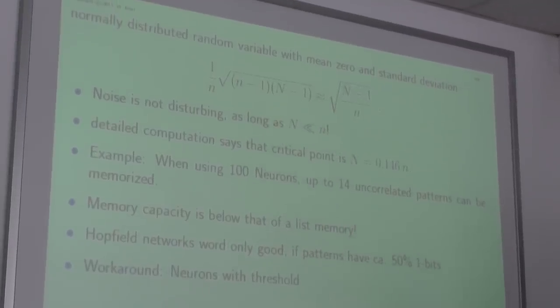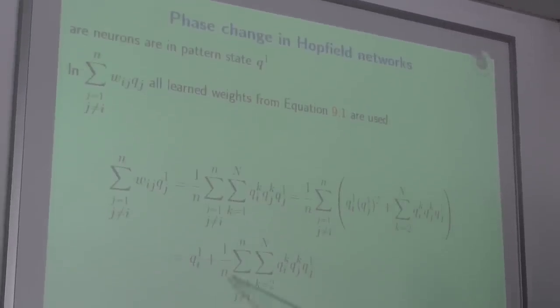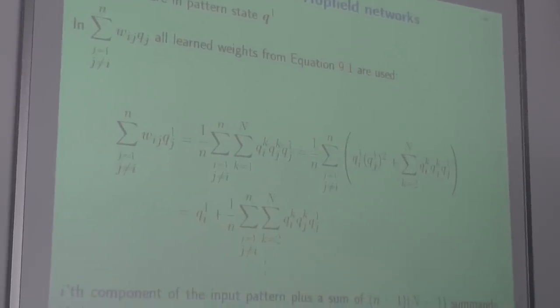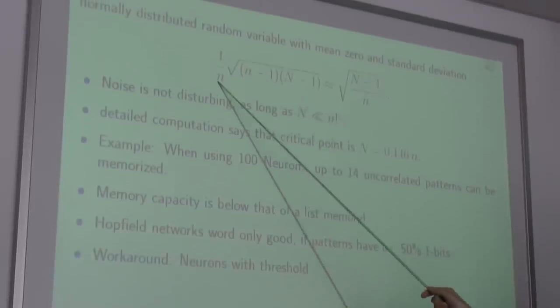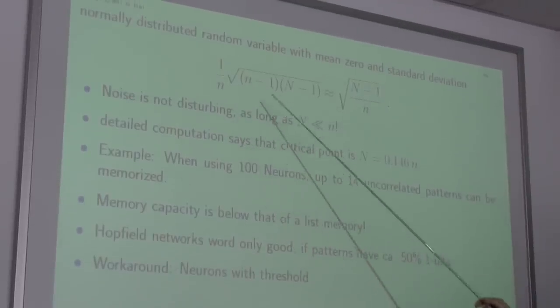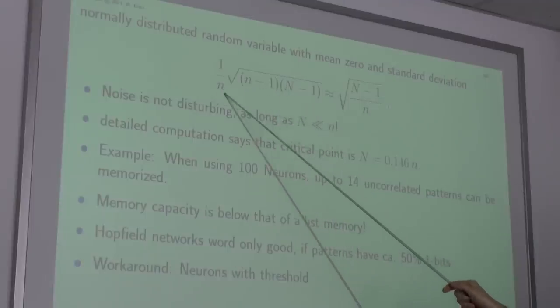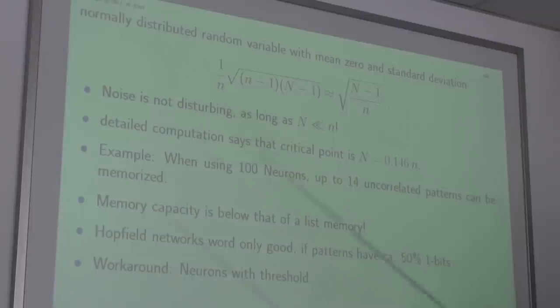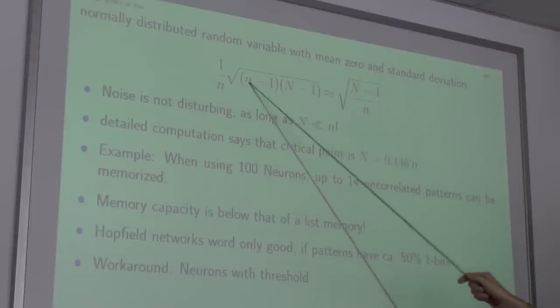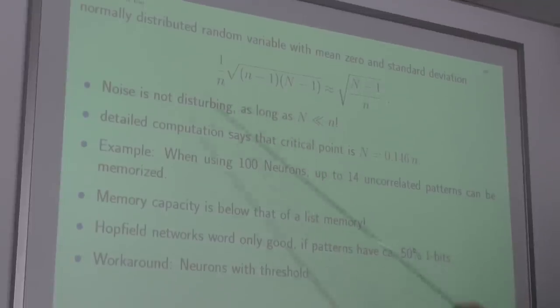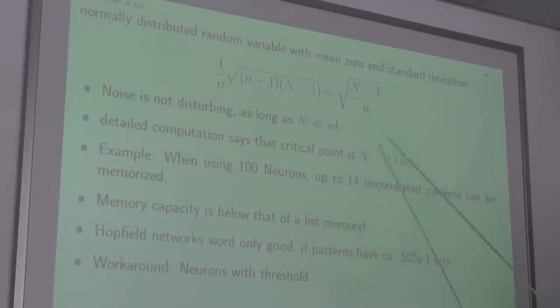So then what we get is the standard deviation of this sum of random terms is this value, and because in front of the sum we have this factor 1 over n, we get this divided by n. Now for a large n, we can cancel the square root of n minus 1 with this n, and then here remains square root of n. So we get square root of capital N minus 1 over lowercase n.